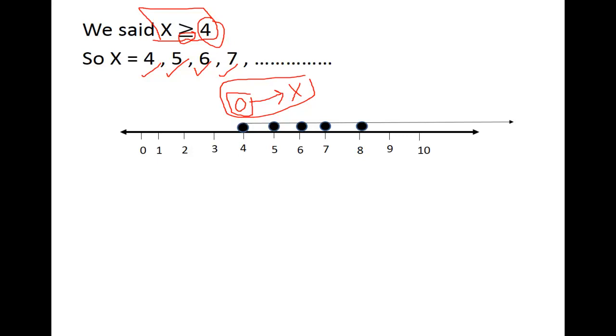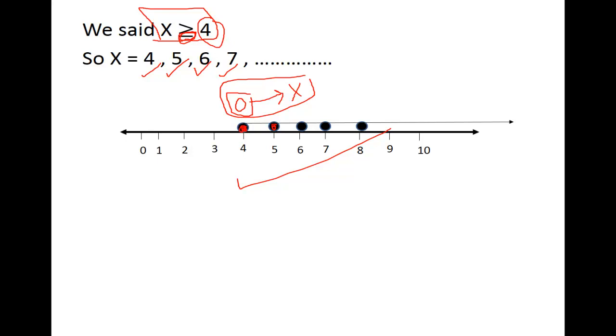So we start from 4, a filled, closed circle. 5, filled, closed circle. 6, 7, 8, and so on. All the numbers after this number will be correct. But do we have an empty circle? No, because we have an equal sign. An equal sign means we have to take the number we have in the inequality.